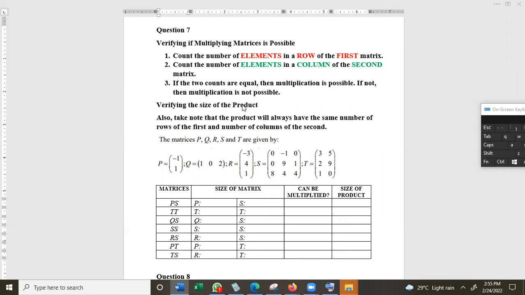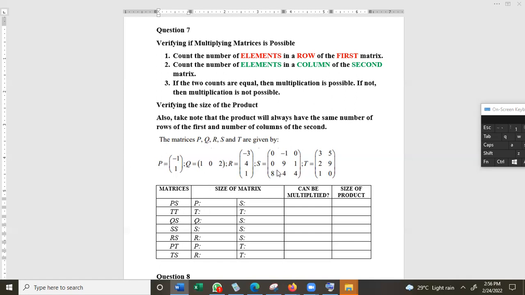Verifying the size of the product, because when you multiply two numbers, you get a product. When you add two numbers, you get a sum. When you subtract, you get a difference. When you divide, you get a quotient. So we are multiplying, so we get a product. So what is the size of the product? Also take note that the product will always have the same number of rows of the first. So you count the number of rows in the first and the number of columns in the second, and that is what the product will have. Okay, so the row of the first controls the rows in the product, and the columns of the second control the columns of the product.